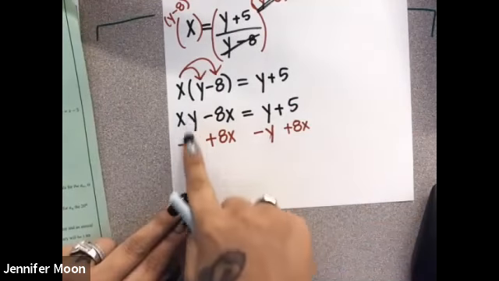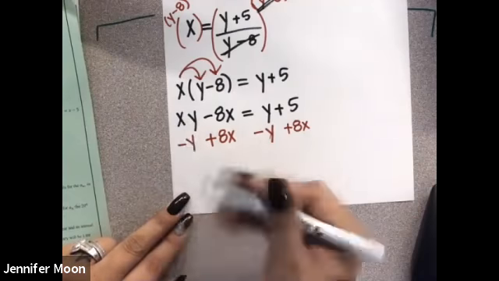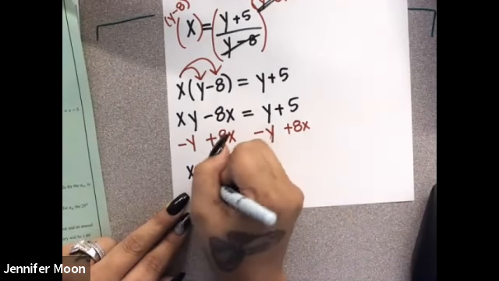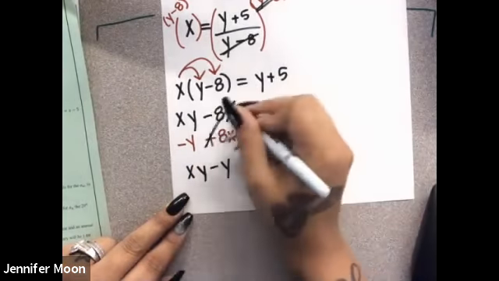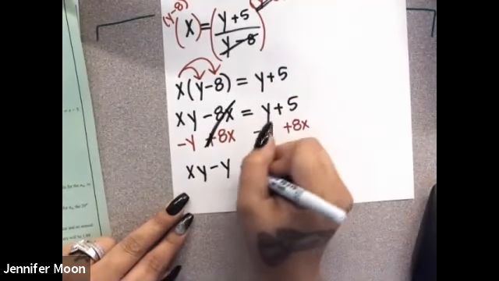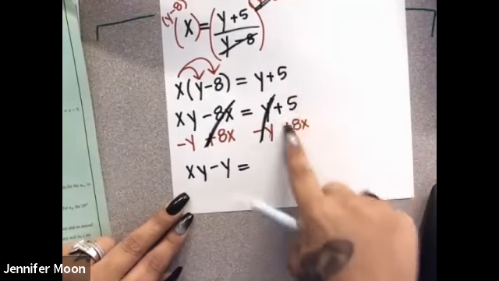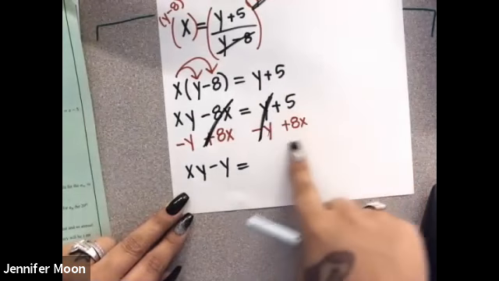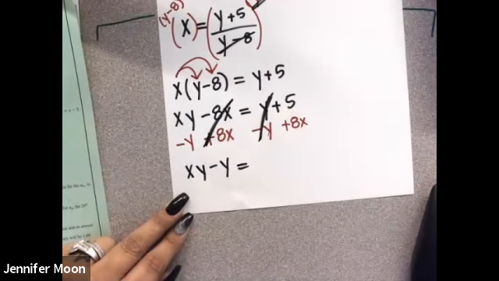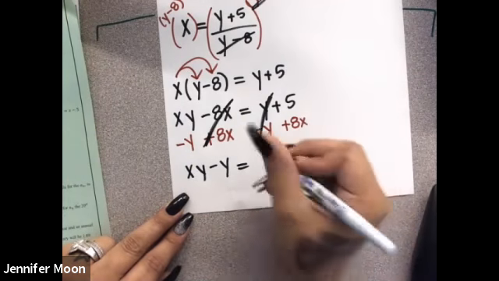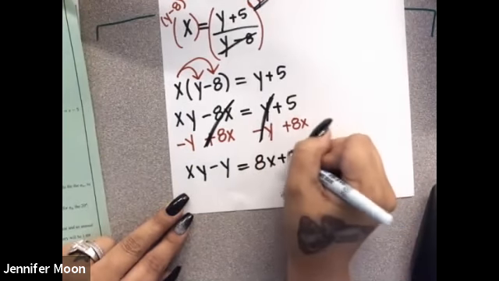Now what I get here, those cannot be combined. They're not like terms. I just have xy minus y. Those cancel. Equals, those cancel. Those are not like terms. You cannot combine them together. That does not become a 13. You just can't, okay? That is literally just 8x plus 5.